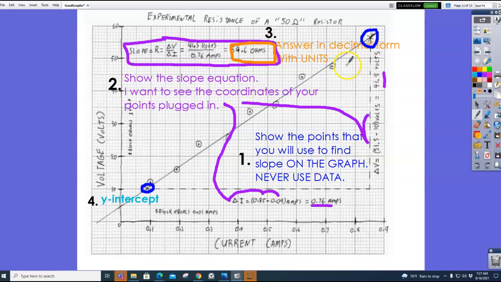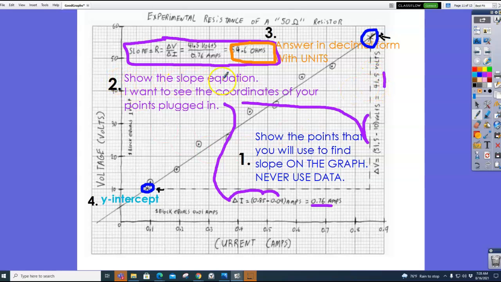When you find slope, number 1, show the points that you will use to find the slope on the graph. Never, ever, under any circumstances, use data points from your data table. I don't even care if they fall on that line. Stay away from your data points. Once you have your trend line, your data is gone. Your data is not important anymore. The trend line is the representation of your experimental results. Okay, so show me your points. Do you see in blue? There's a point here that is starred, and there's a point here that is starred. Show me the points that you're using.